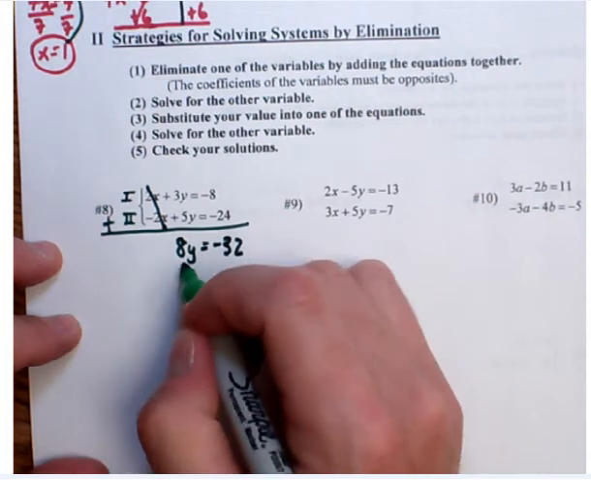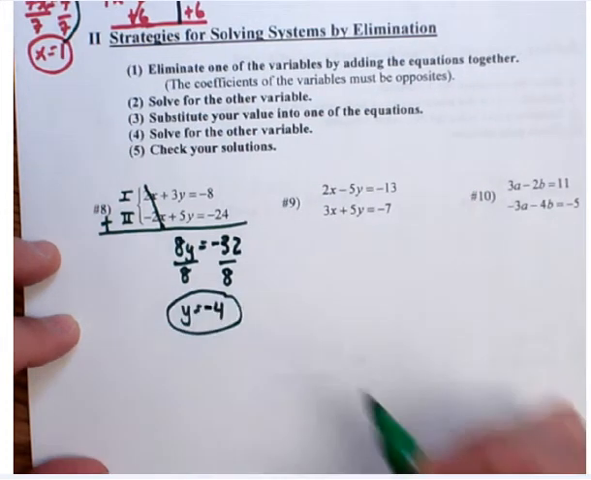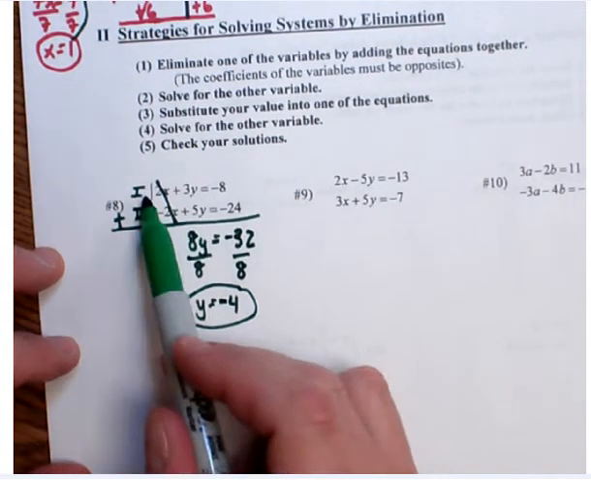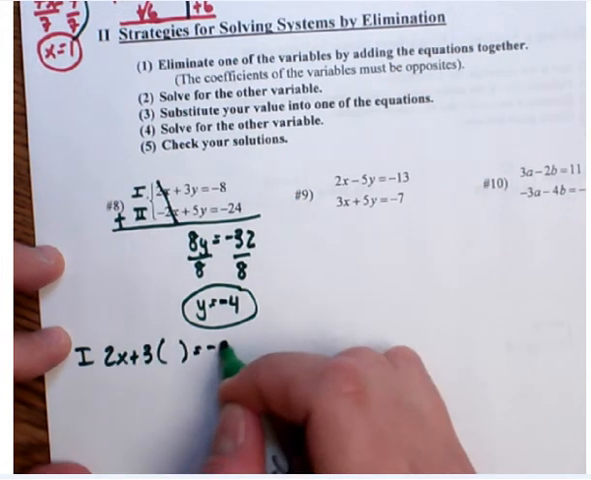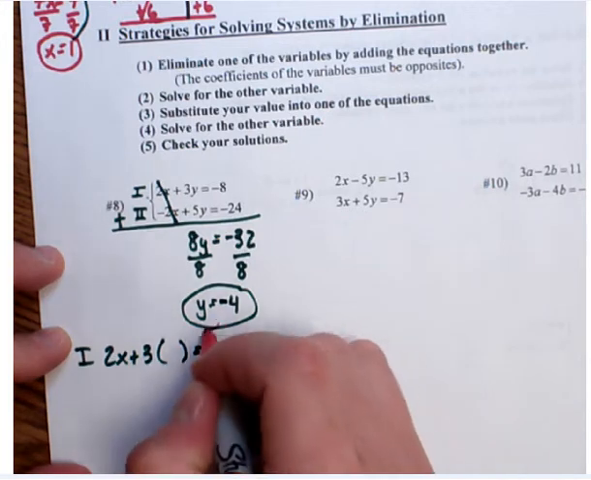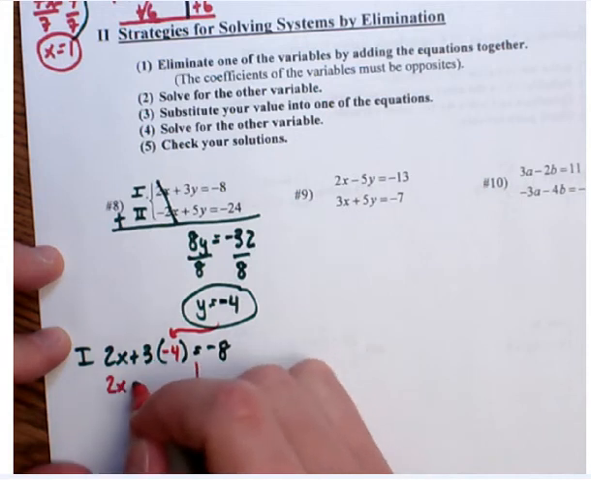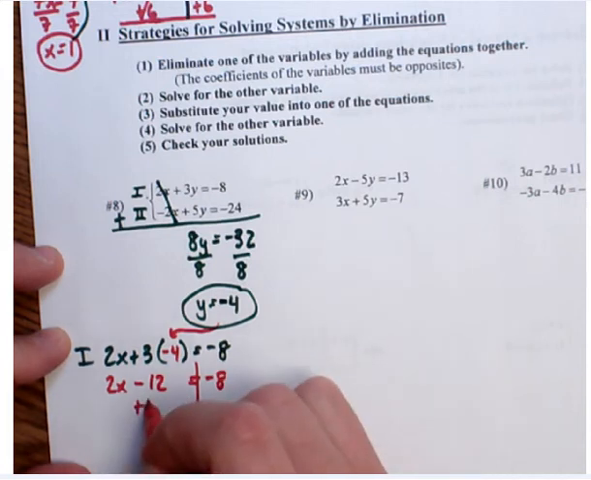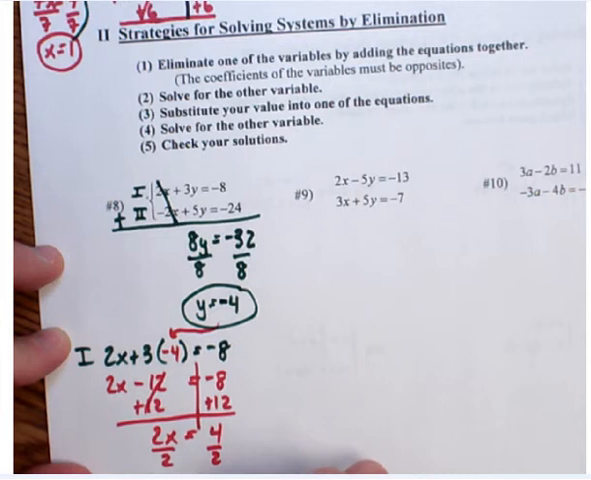Now we solve this. Divide by 8, divide by 8. y equals negative 4. There's the first answer. Now we need x. Let's just go back to equation 1. So 2x plus 3y equals negative 8. What was our answer for y? Negative 4. Let's substitute that. And we get 2x minus 12 equals negative 8. Move the constant. Plus 12, plus 12. So we get 2x equals 4. Divide by 2. x equals 2.